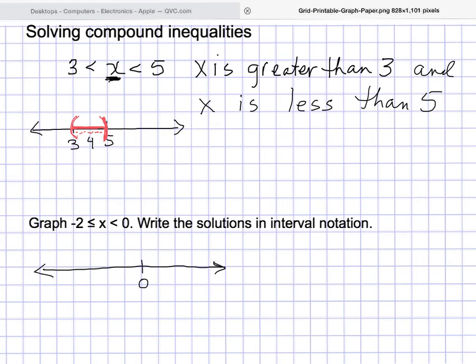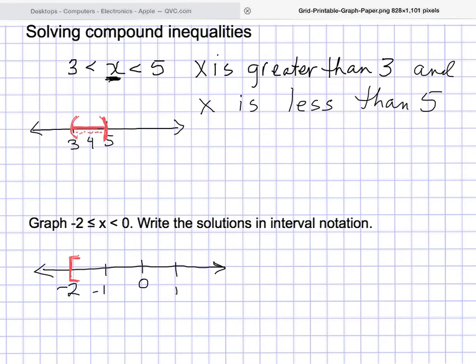This is 0. Let me make them a little bigger. Let's make this 1, -1, and let's make this -2. So we want all x's that are greater than or equal to -2. So that means we have to start here with a bracket. And we're going to the right because that's greater than -2. But we want it less than 0.